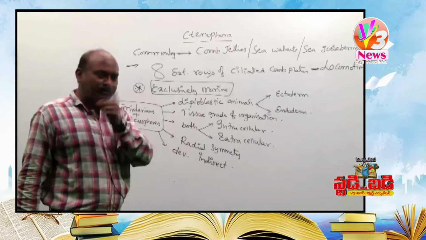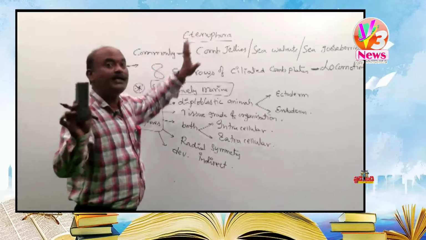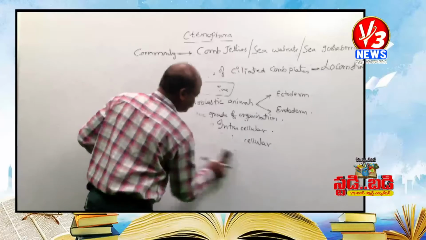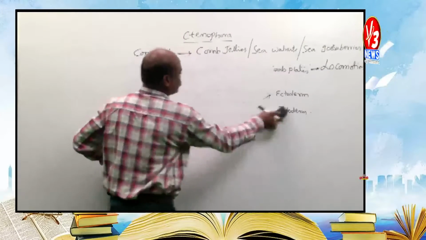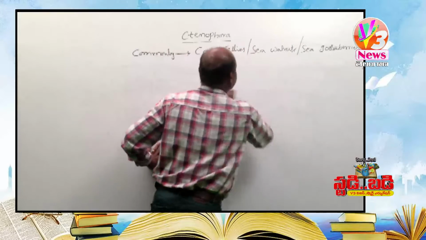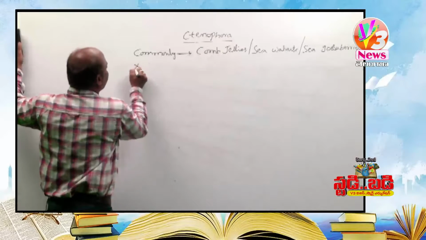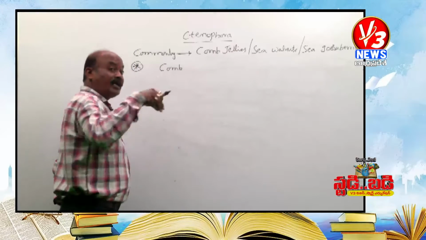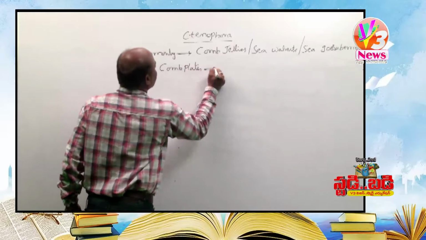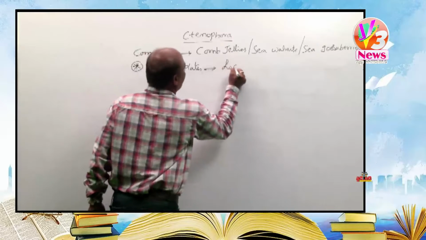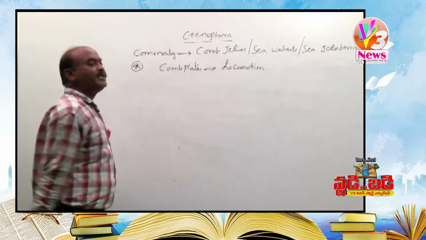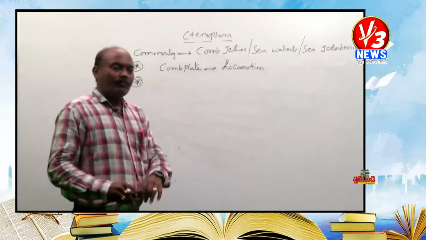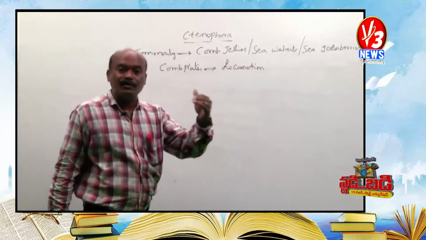Right. Now, what are the special characters? Those were common for both cnidarians as well as ctenophores. Now, coming to the special characters, they pertain only to ctenophora. What are they? We will discuss now. One important point is that in ctenophores there are 8 rows of external ciliated comb plates, which are useful for locomotion.